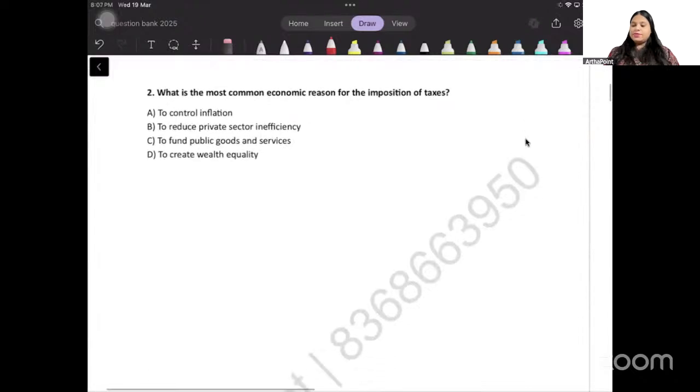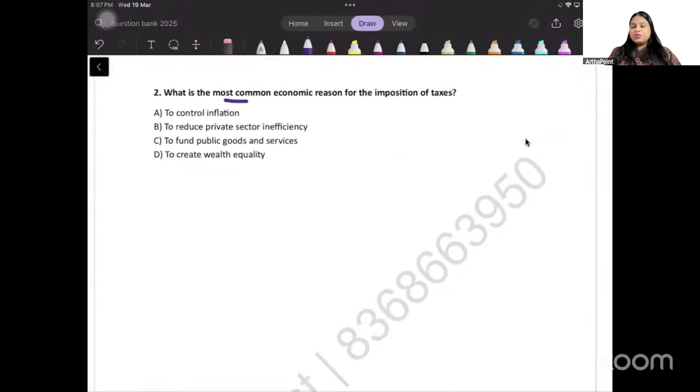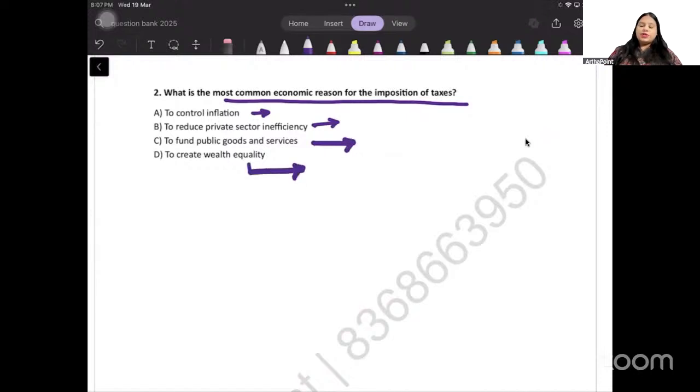Question number 2, beta. Try to answer this. What is the most common economic reason for imposition of taxes? To control inflation, to reduce private sector inefficiency, to fund public goods and services, to create wealth equality. Most common reason for imposing taxes.